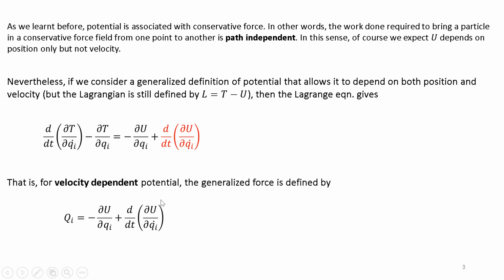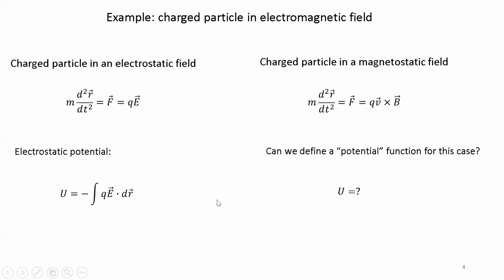So that is what I'm trying to do. I have to just imagine the magnetic force. I want to write the magnetic force in terms of these two terms added together. And that U would be the velocity dependent potential. Okay.